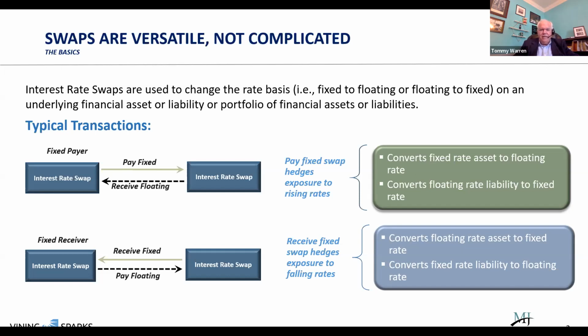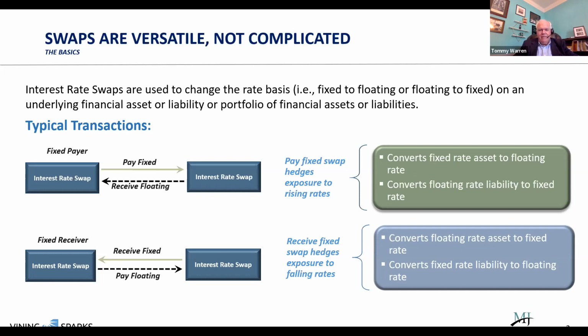It doesn't change cash flows. They aren't difficult to understand. So the traditional primary swap that we are involved with our financial institution clients are known as pay fixed swaps. And those are used to convert a fixed rate asset to a floating rate or a short term or floating rate liability to a fixed rate. And again, that is overwhelmingly what we do given the nature of a financial institution balance sheet.